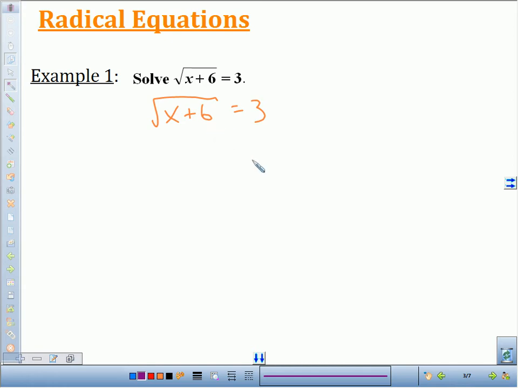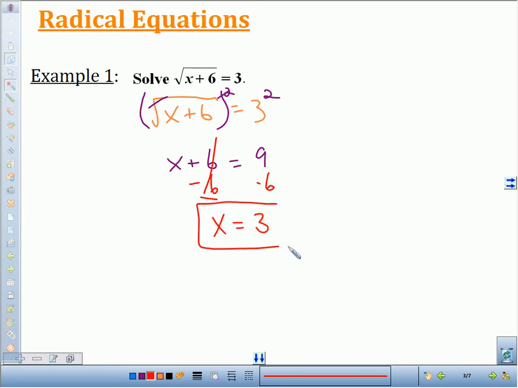So once I've done that, I can raise both sides to the same power. Now, of course, since this is the square root, I will square both sides. The square root squared cancels out, leaving me with x plus 6. So the radical and the power go away. On the other side, I have 3 squared, which equals 9. Now, this is a one-step equation. We subtract 6, we get x equals 3. And that's our answer. Done.